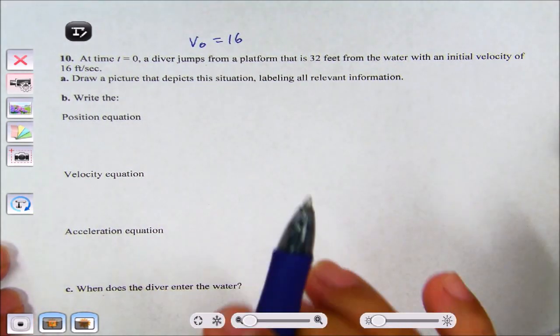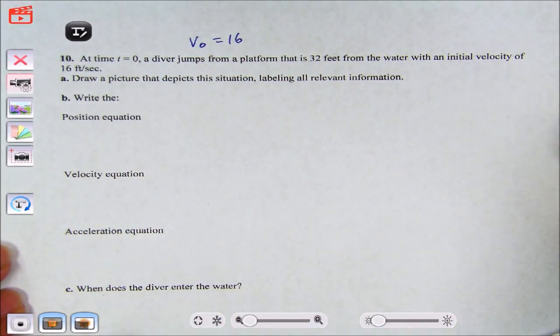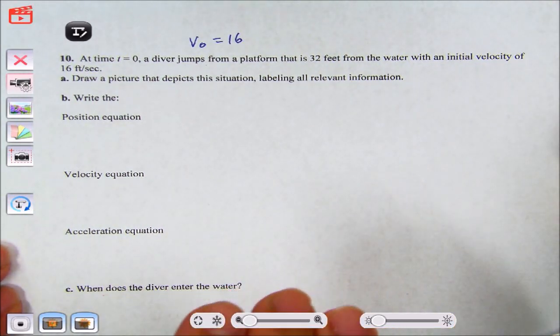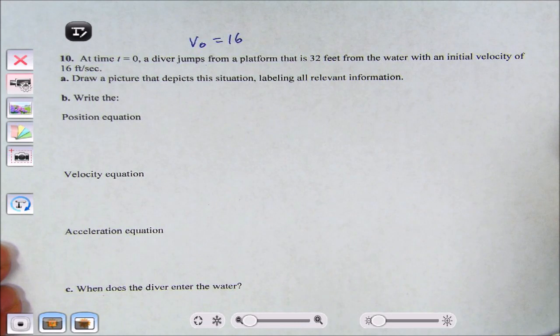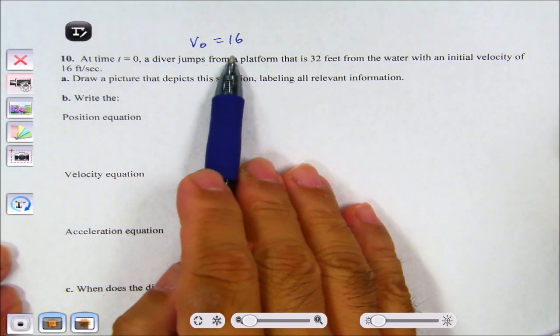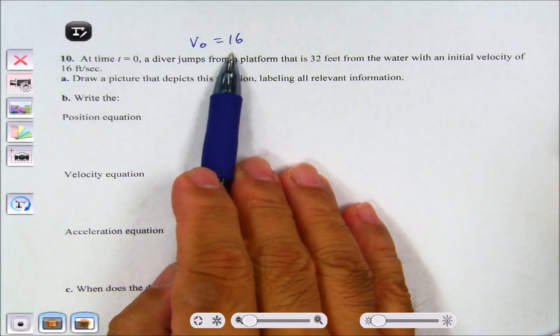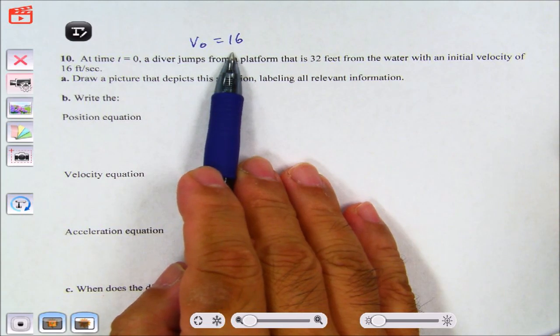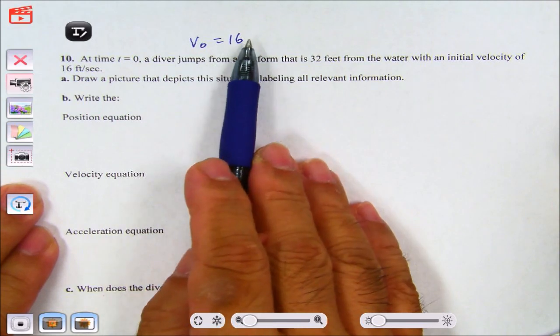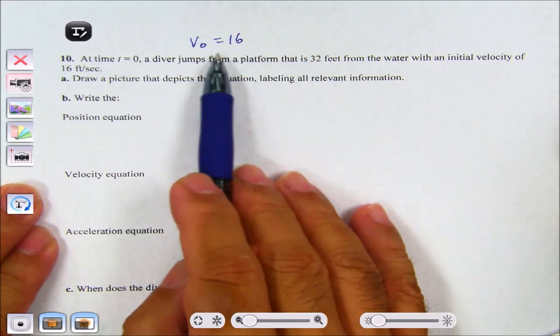So when the diver jumps, he's basically jumping into the air, not just falling off the platform. In fact, it's really hard to have a negative velocity from the diving platform, unless you're hanging upside down. He's going to have to jump into the air before he starts going down. So it's positive velocity if you're going away from the ground, and negative velocity as you go towards the ground. So he has an initial velocity of 16.